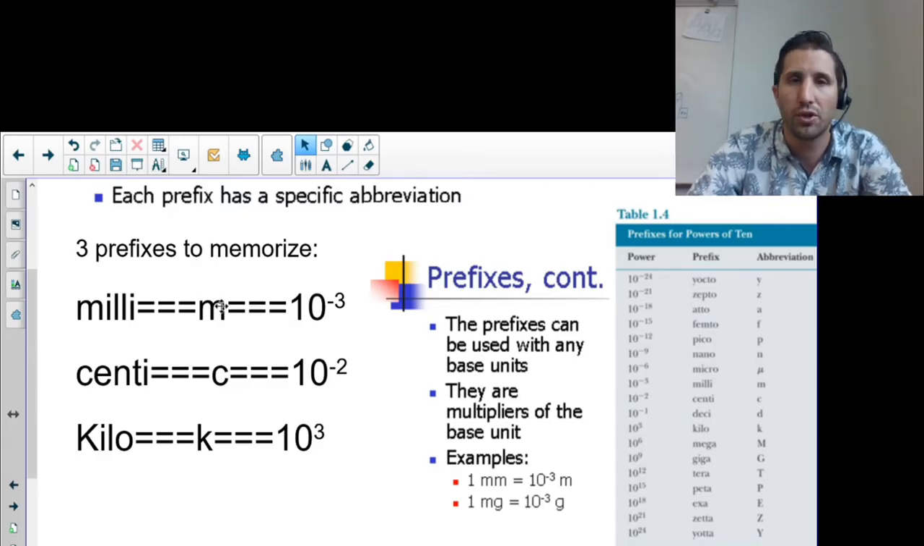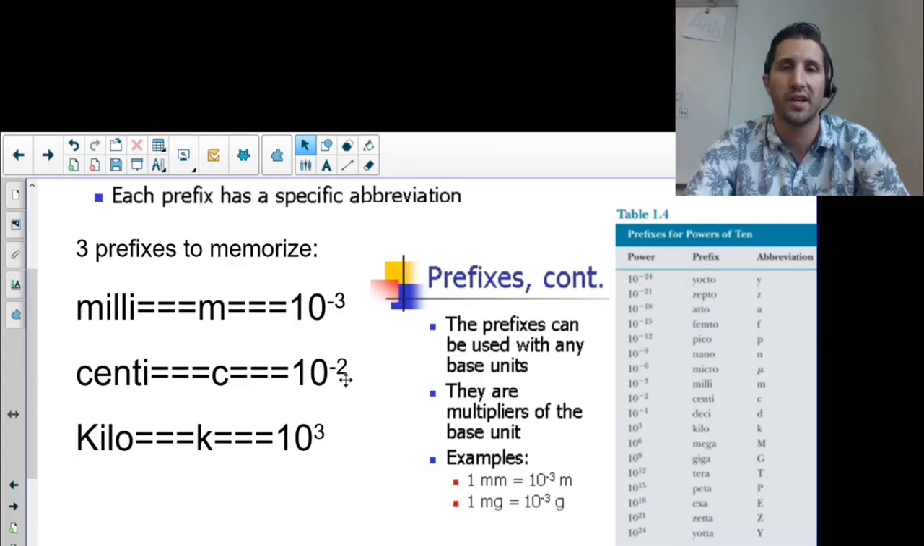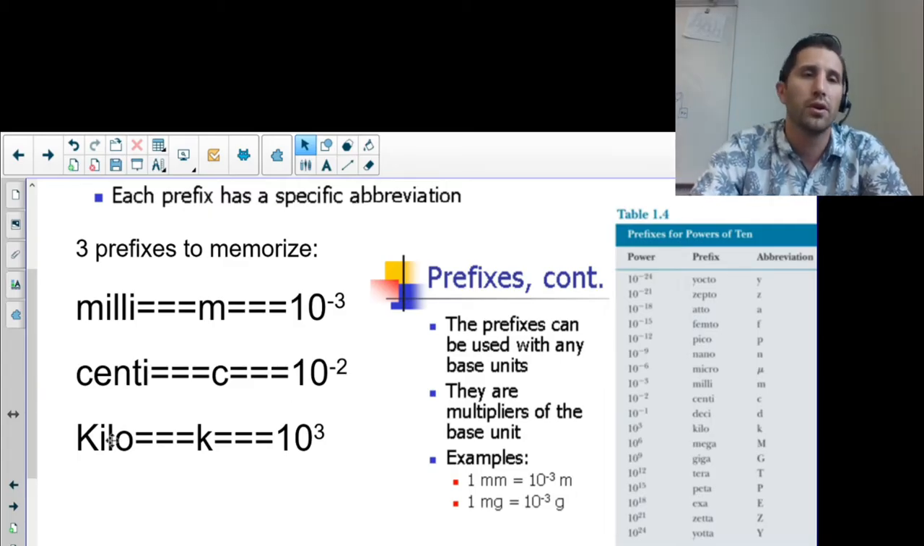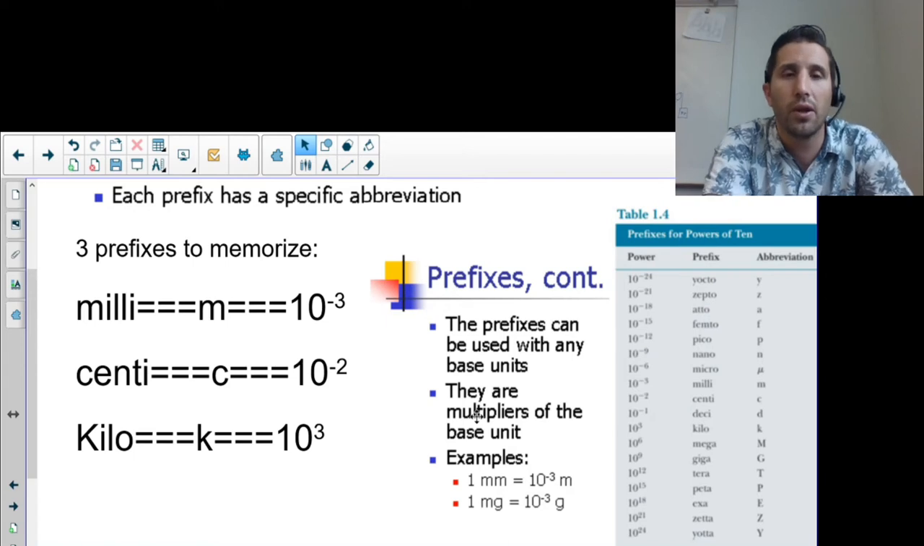The three that you're going to see the most in this course and that you're going to use the most are milli, which is 10 to the negative third. That's 1,000th. Or centi, which is 10 to the negative second. That would be 100th. Think cents versus dollars. Or kilo, which is 10 to the third. That would be 1,000 times whatever you have. So kilo is easy to remember.